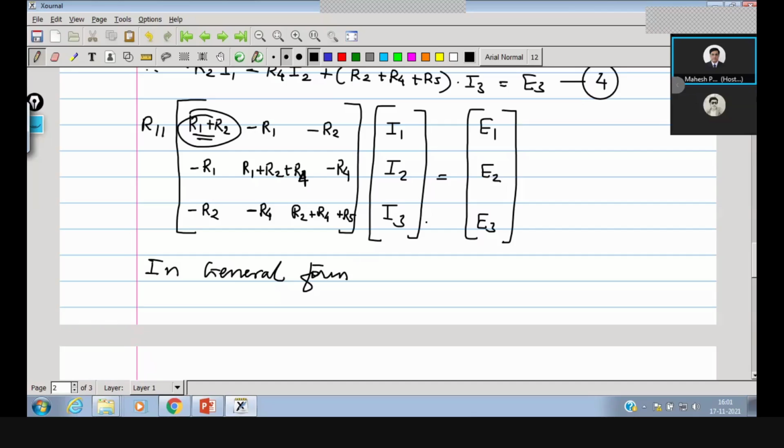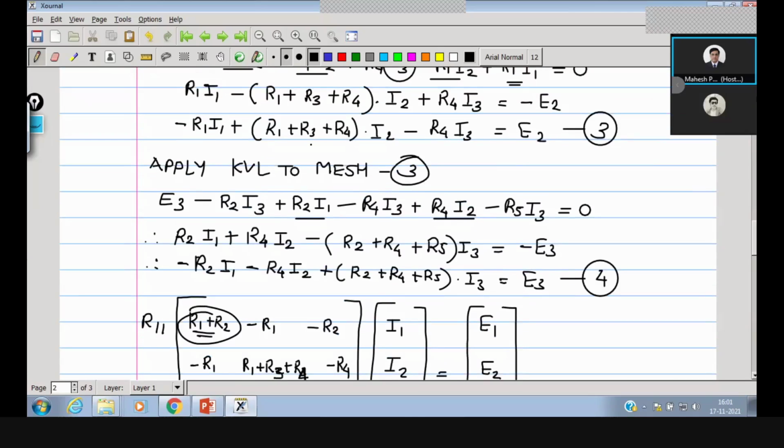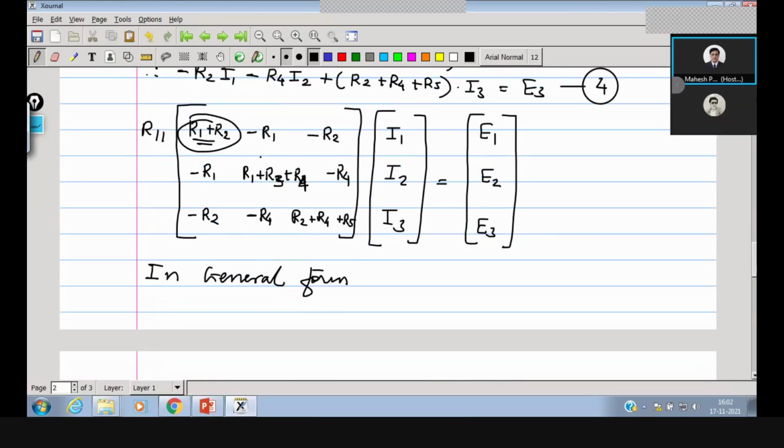Similarly, just look at mesh 2. How many different resistors are there? R1, R3, and R4. Fine. So I think here it is R3. We may have a mistake here in the writing. Yes, it is R3. It is R1, R3, and R4. So this is the summation of all these three resistors in a mesh, and this is equal to R22. And similarly, we can write this as R33.